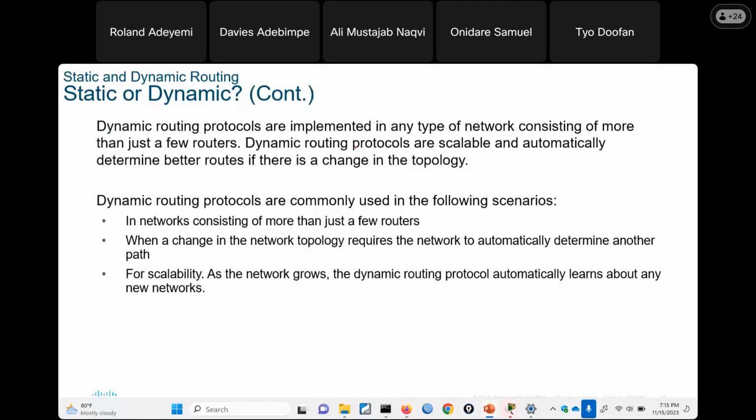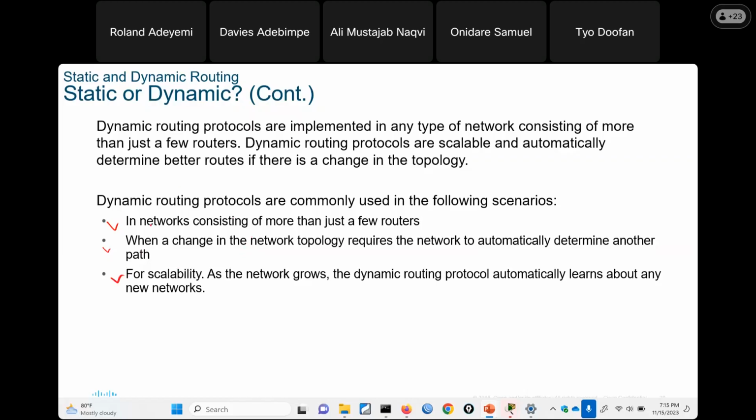Dynamic routing protocols are implemented in any type of network consisting of more than just a few routers. They are scalable and automatically determine the better route if there's a change in topology. They are commonly used in the following scenarios. A network consisting of more than just a few routers, that's for a big network. When a change in the network topology requires the network to automatically determine another path. If you are load balancing, we can load balance on static routes too. We can, but it's better on a dynamic routing protocol.